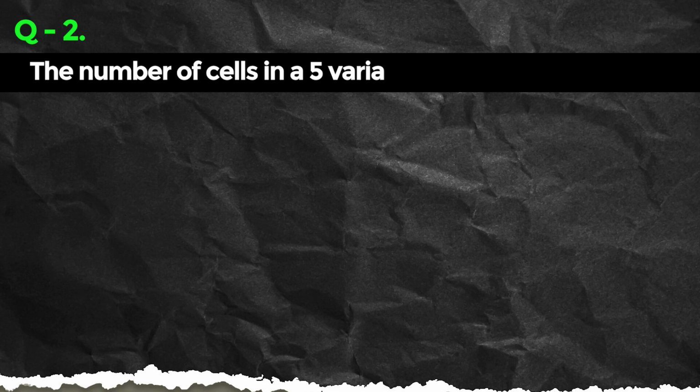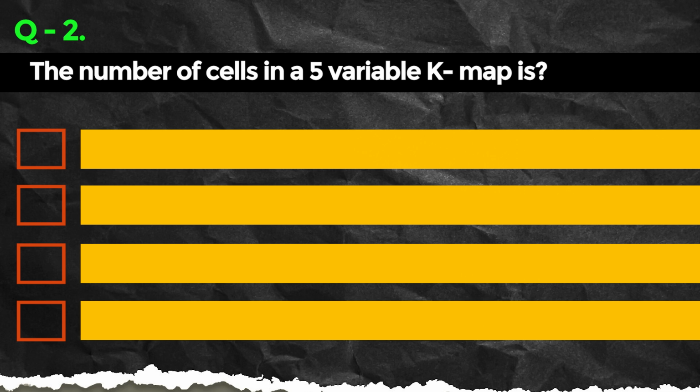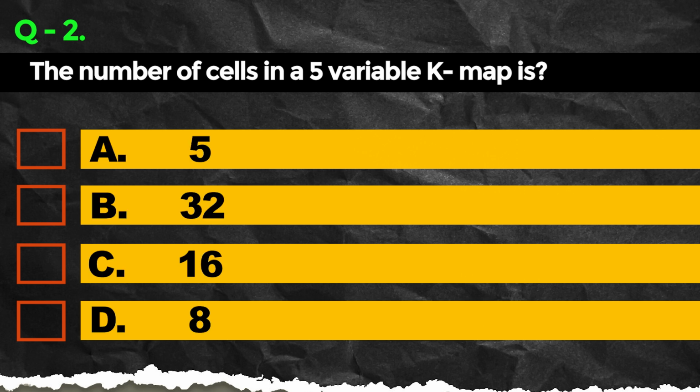The number of cells in a 5 variable K map is, we know that for an n variable K map, the number of cells or squares in a K map is 2 raised to n, where n is the number of variables. So we have got 5 variables, 2 raised to 5, that is 32, so the correct option is B.